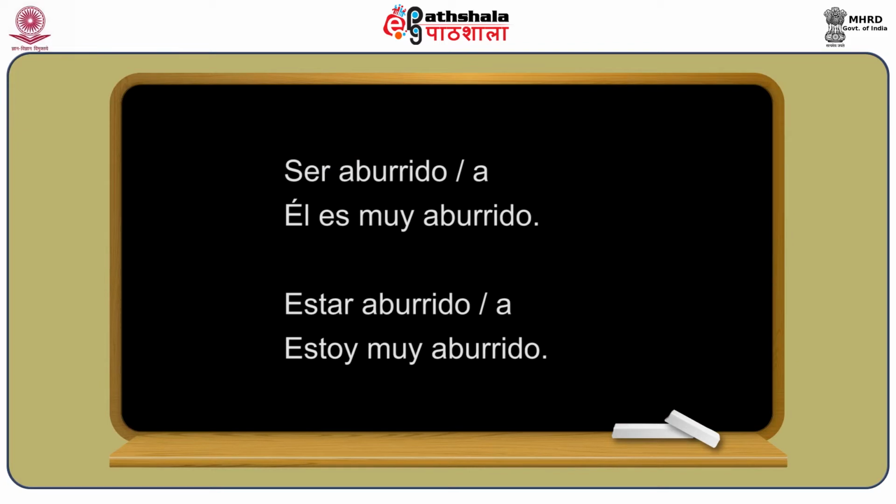Ser aburrido and estar aburrido. So as you know, ser is used for permanent quality and estar is for temporary quality. So ser aburrido means a person is or something is boring. For example, él es muy aburrido, meaning he is very boring as a person. And when I say estar aburrido or aburrida, then it means that I am bored, which means that I am telling about the current state. So if I say estoy aburrido, meaning I want to say that I am very bored now.